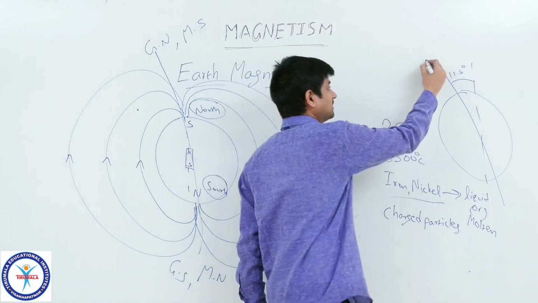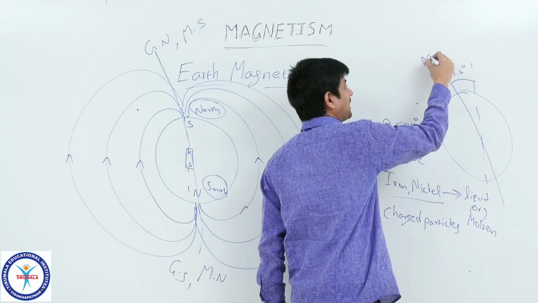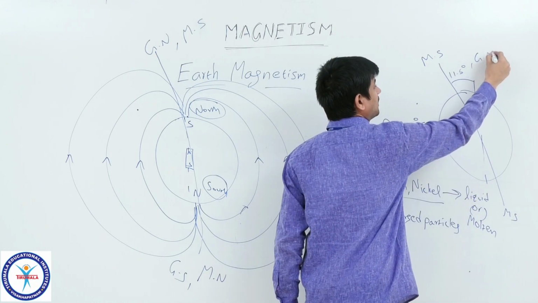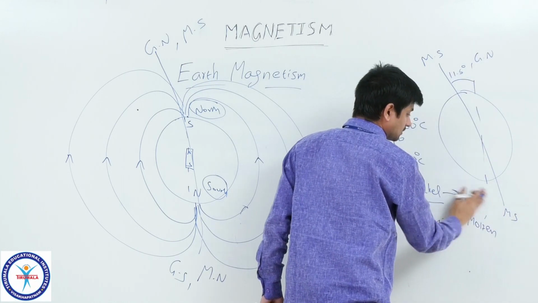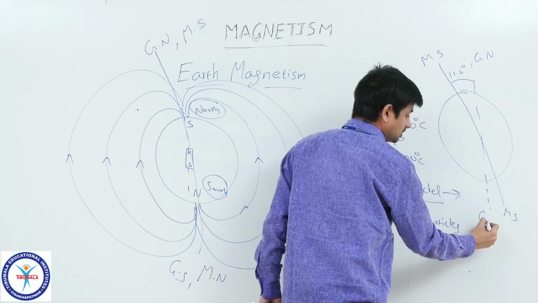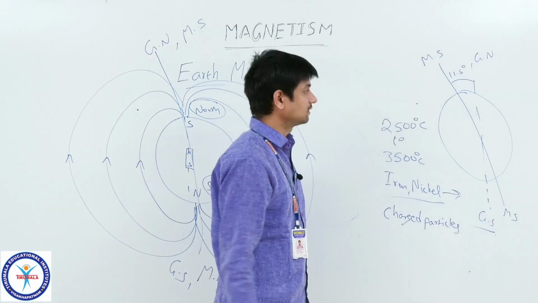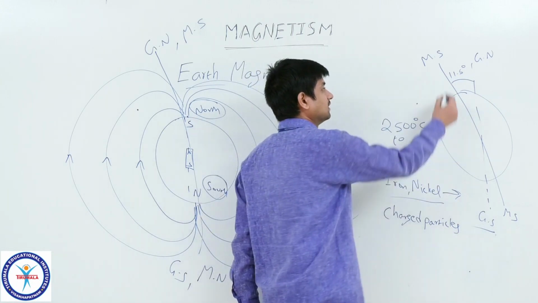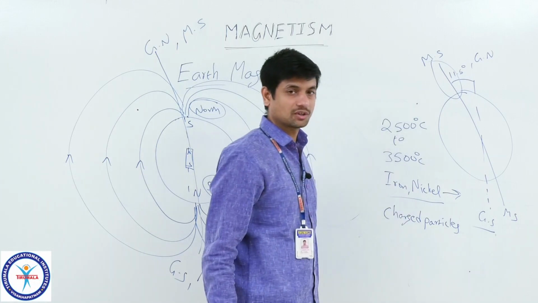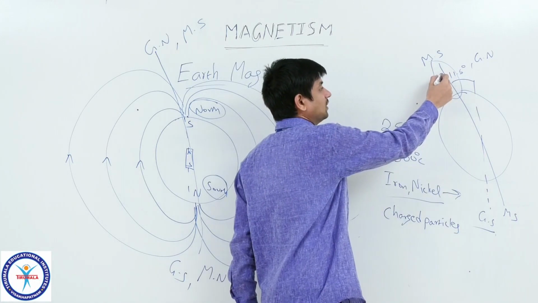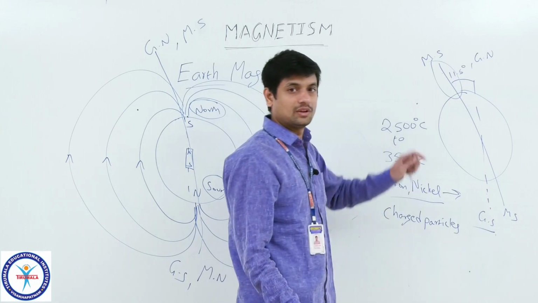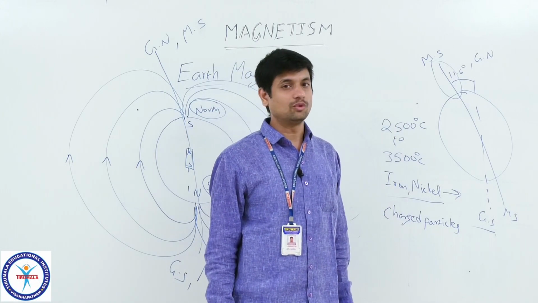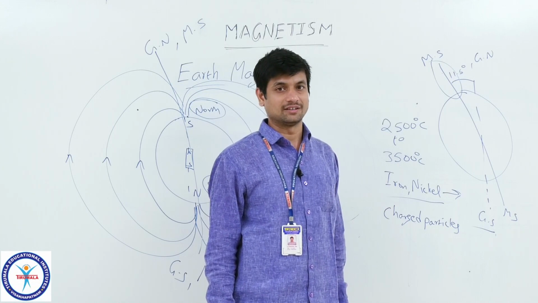That means this is the magnetic south, magnetic north. This is geographical north, geographical south. They will have an angle between them of 11.5 degrees, and always for so many thousands of years, this south and this north will be flipped. The reason behind this we don't know. It is being investigated. Thank you.